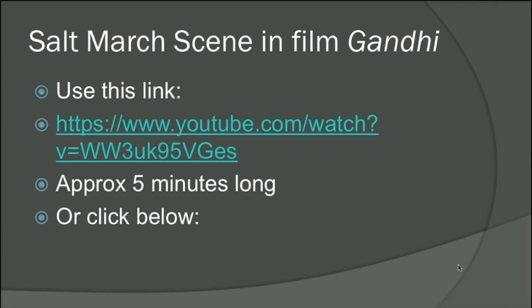It is Gandhi organizing the Salt March. It's about 5 minutes long. It's actually a montage of a couple of scenes from the film that will certainly help you out. So you can either use the link here or you can click on the link that I have listed below. And that should take you right to this scene from the film Gandhi. So you can go ahead and check that out.